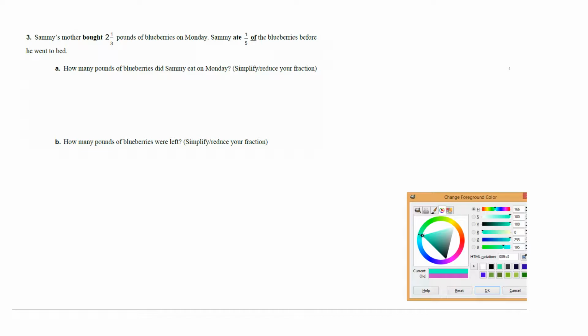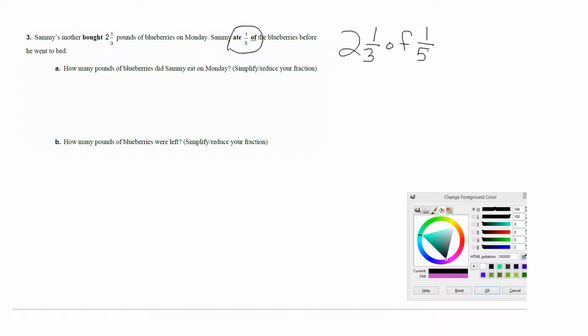All right, next problem. Sammy's mother bought 2 1/3 pounds of blueberries. Sammy ate 1/5, that's so Sammy, of the blueberries before he went to bed. Okay, so he ate 1/5 of the blueberries. This is a case where there is a keyword that tells us the operation. But I do want to note that the word of does not mean multiplication every single time. But if you have a fraction and you're trying to find a fraction of another fraction, I could have written this as 1/5 of 2 1/3, but we're going to get the same answer. It's always multiplication. So if it's a fraction of a fraction, it's going to be multiplication.